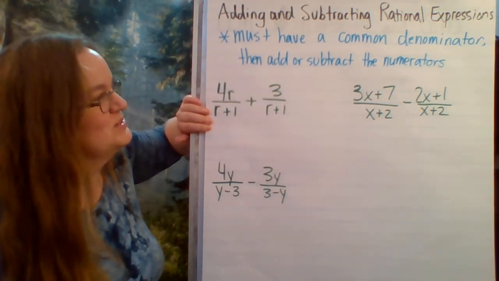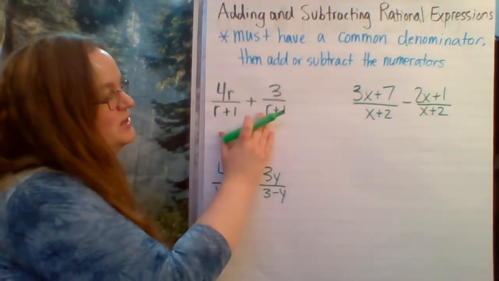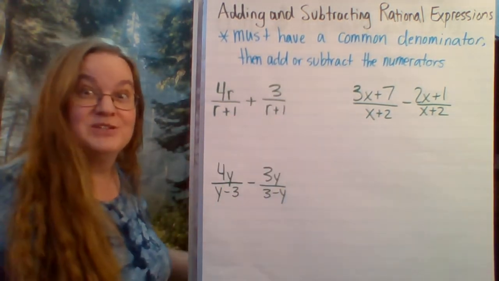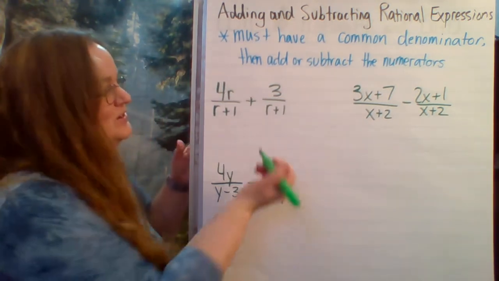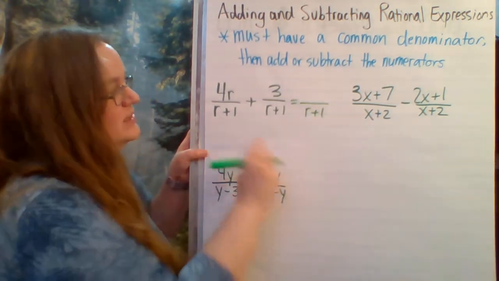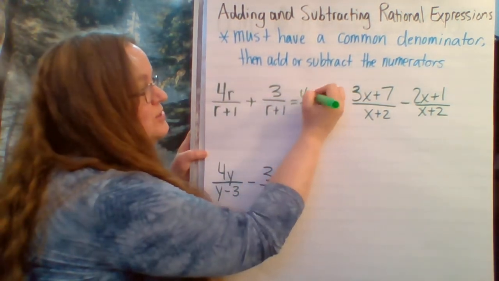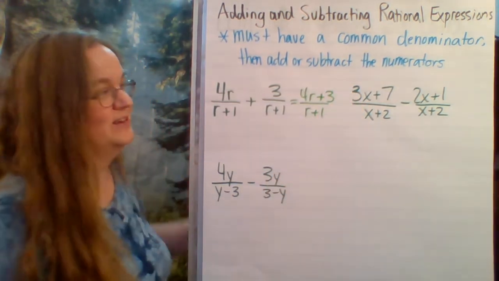So if you look at my first couple of examples, these have the same denominator. So r plus 1 and r plus 1. So if I have a common denominator, I just add the numerators. The denominator stays the same because I'm just adding, and then I can't actually combine those two. So that's my final answer.